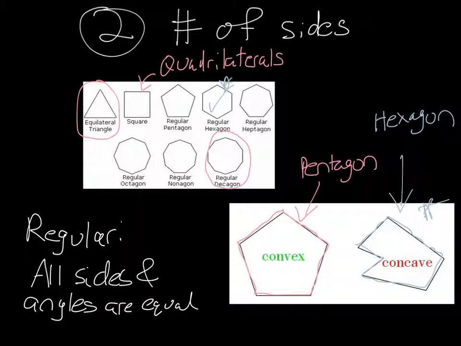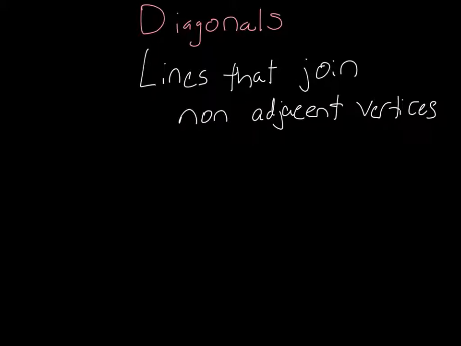The last thing that we need to do is to go through diagonals. So the last thing we need to learn about is diagonals. Now, diagonals are lines in the shape that join non-adjacent vertices. So what does that actually mean? Well, non-adjacent means not next to each other. And I know you already know what vertices are because we went through that before. They're just the corners of the shape.